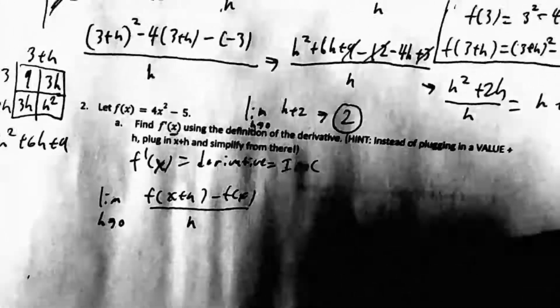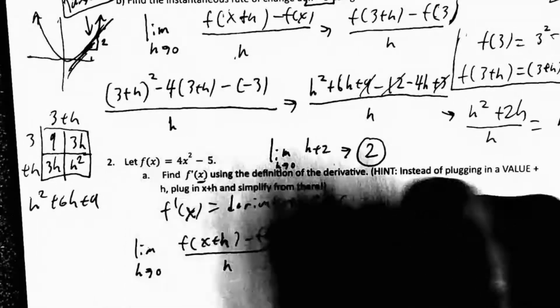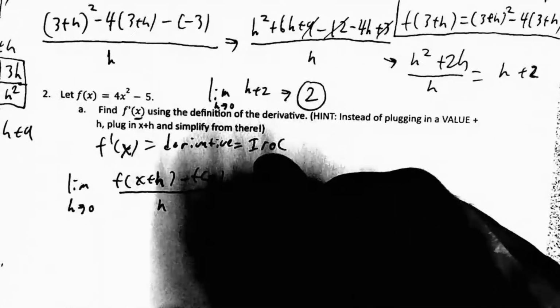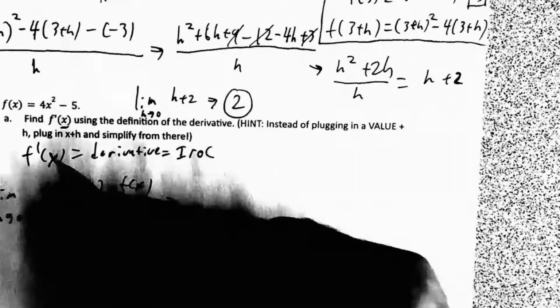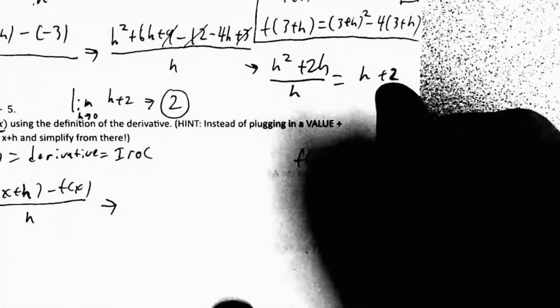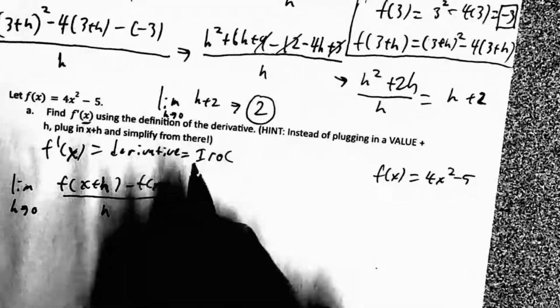Now this time I don't have an x value. So here I had the 3, so I could put the 3 in. I don't have a 3, so you're not going to put anything in. Okay, so f of x, I'm going to write it off to the side here. F of x equals 4x squared minus 5. So I know what's going to go here, right? This is just going to go here.